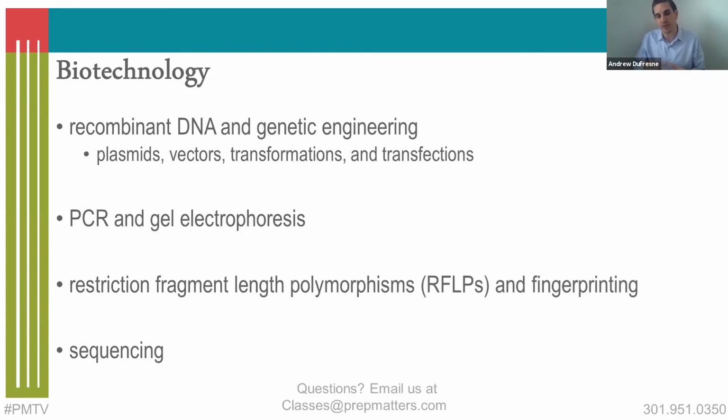Vectors are basically just plasmids that have a few more extra things in them. That could be something like antibiotic resistance or a site for restriction enzymes. You can cut the size that you want. Again, I know I'm expecting some background knowledge here. This is review of the big things on each topic.